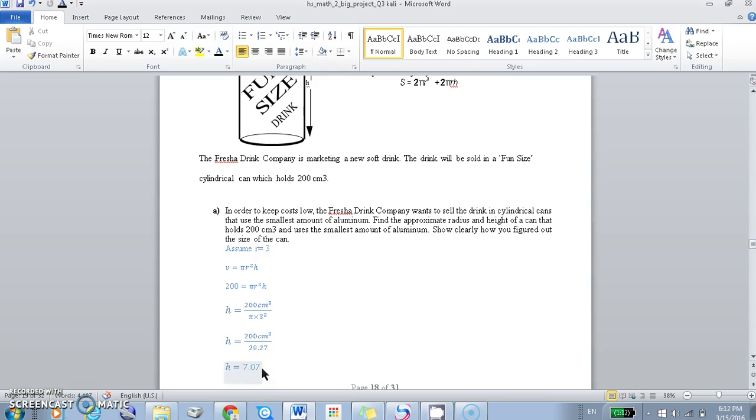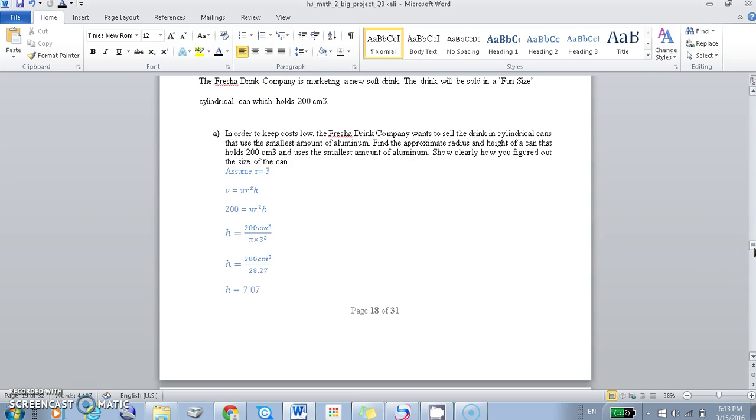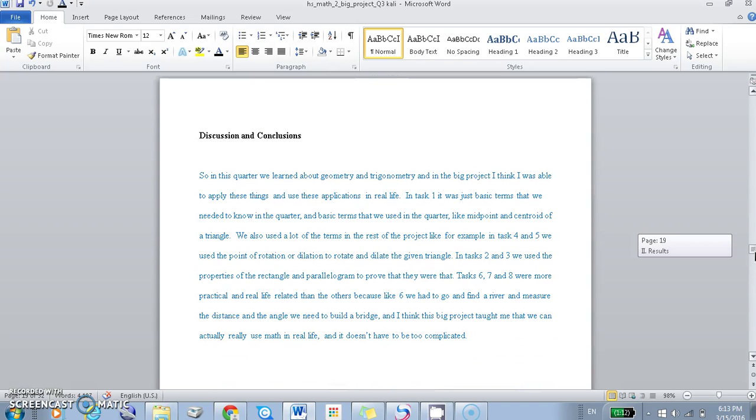The reason why I chose this answer is because the can will not be too fat or too tall. It will just be the right amount, and then the company does not have to use a lot of aluminum, and they can still sell a lot of drinks and keep the price the same. They don't have to change it. So this is the discussion and the conclusion.